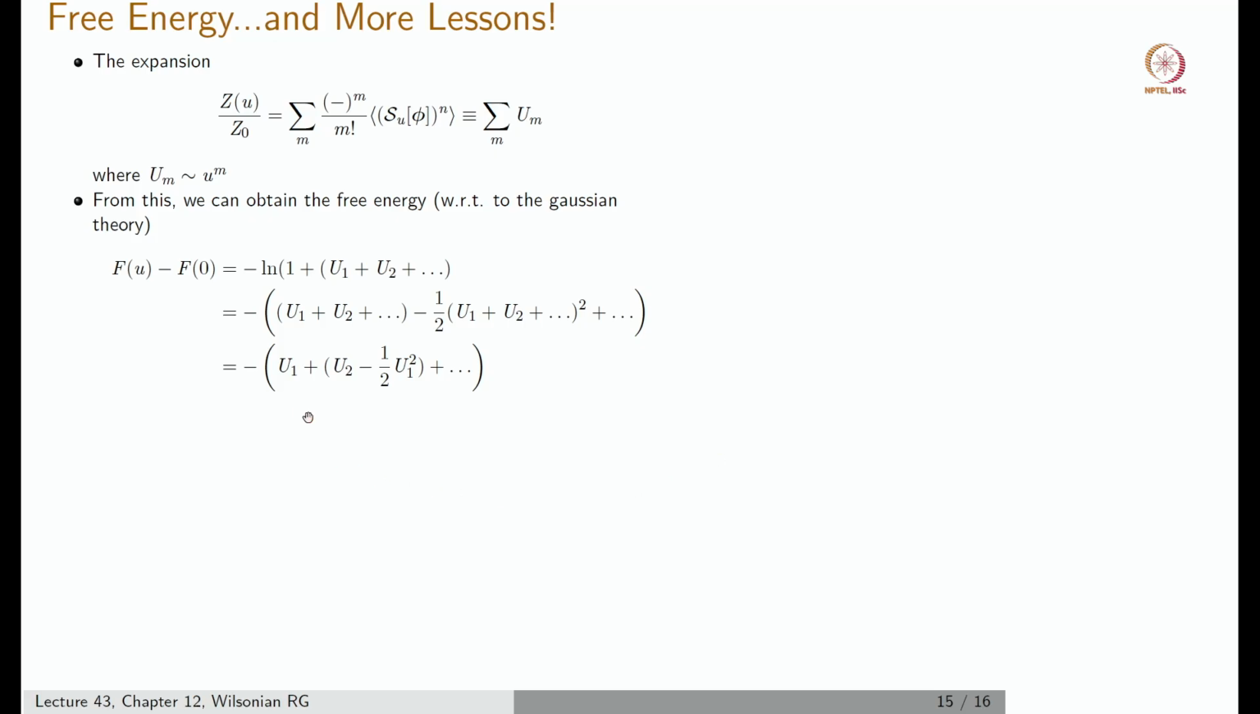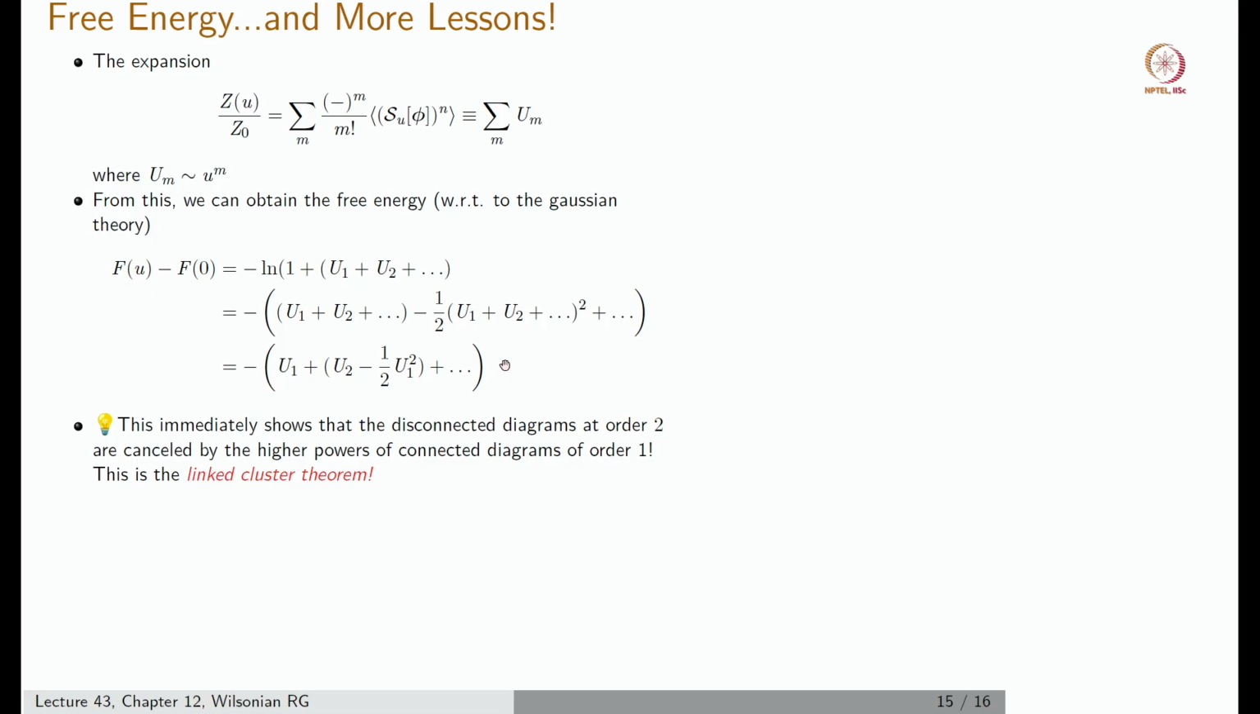Okay. So now you see this is u1 plus u2 minus half u1 square. I reorganize this and see. So now do you see something very interesting? You see immediately that the disconnected diagrams will get cancelled correctly.